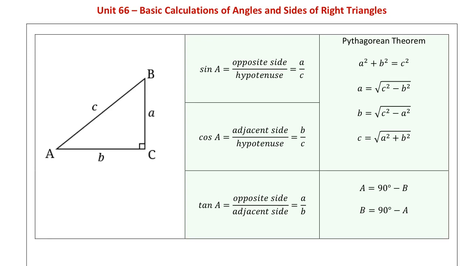And two more formulas we have here are angle A equals 90 degrees minus angle B, and angle B equals 90 degrees minus angle A. Please write all these formulas down so you will have them handy when we solve some exercises.